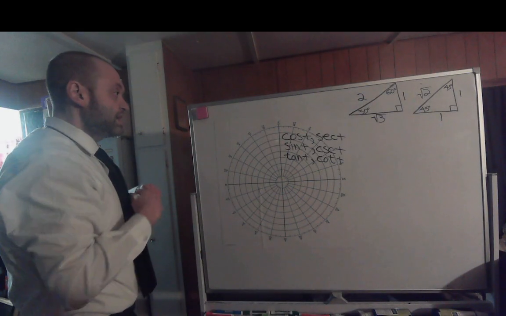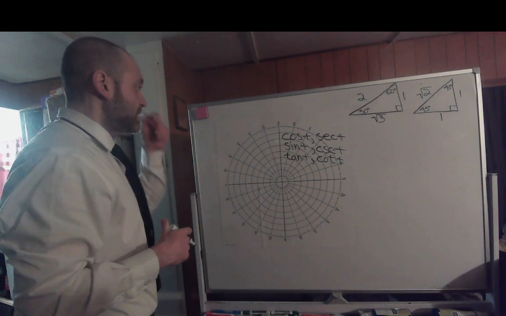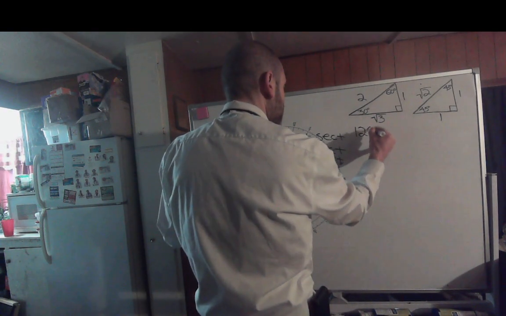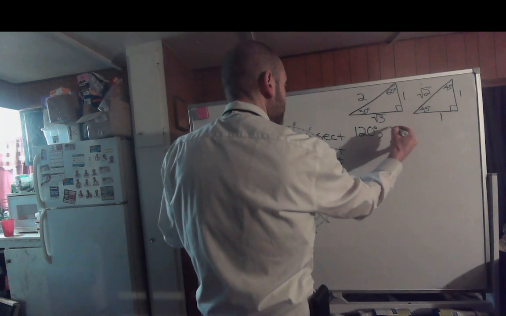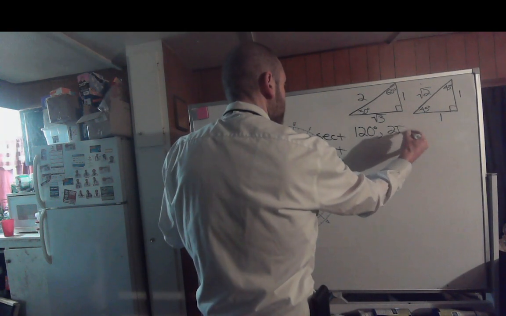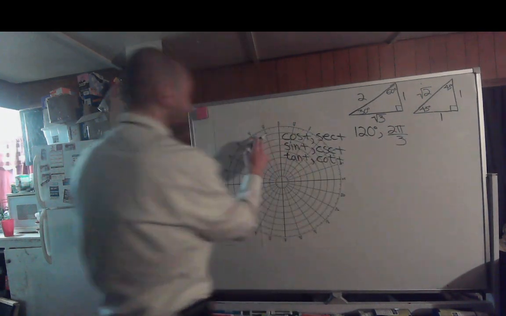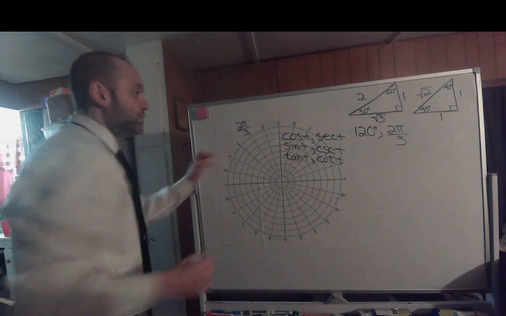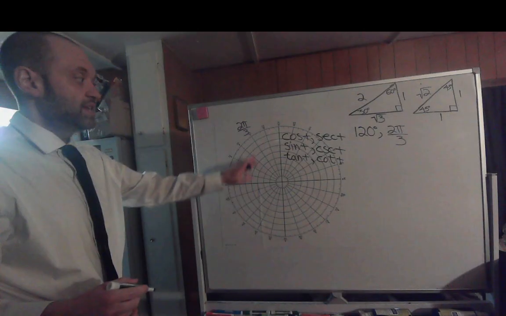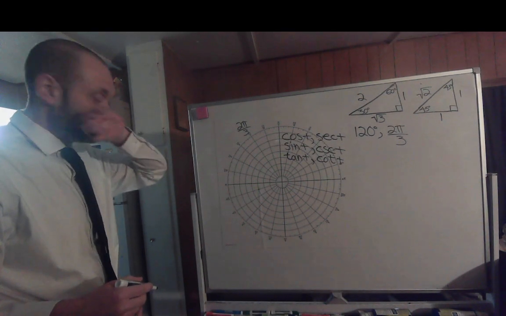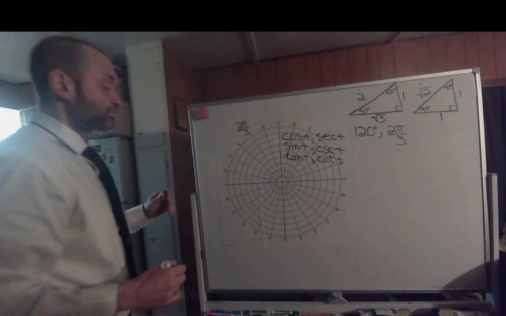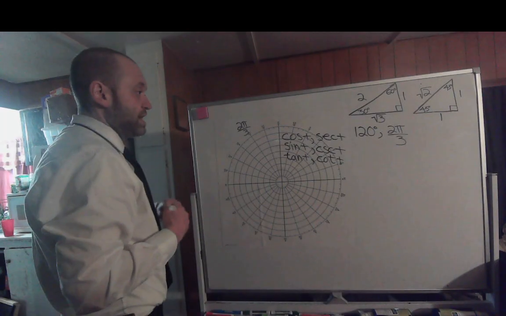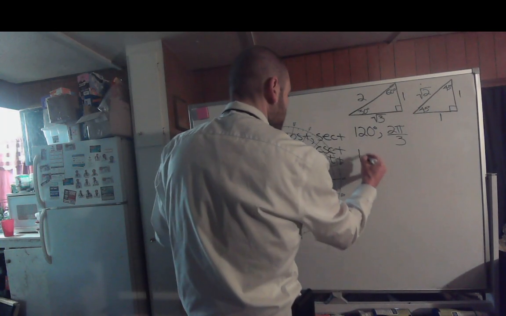So let's say we were asked to find 2 pi over 3, which is 120 degrees. That's definitely in the second quadrant, right? Here's 2 pi over 3, which is 120 degrees. That's in the second quadrant, isn't it? Well, there is something here for that. There's something called a reference angle.